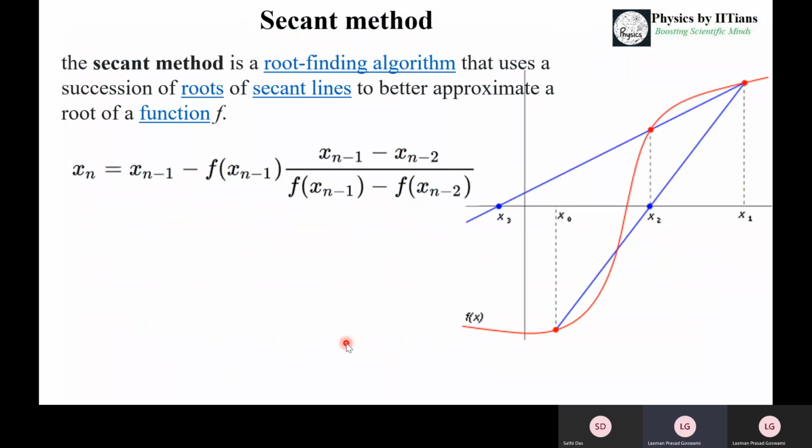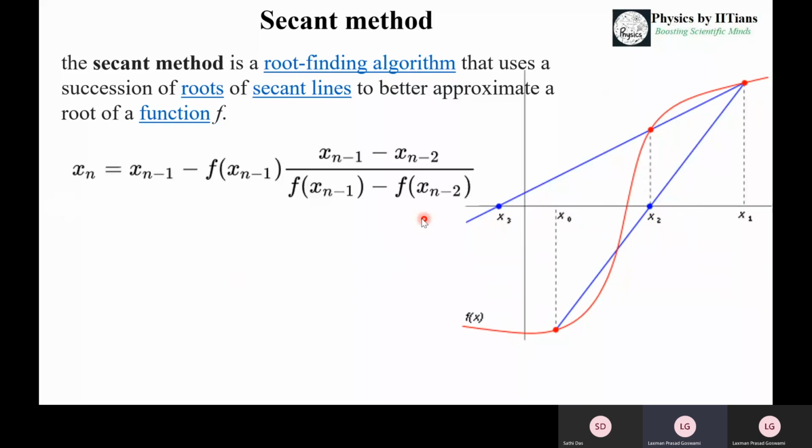Now the third method that we are discussing today is the secant method. Like a chord in a circle, which is called a secant, this is the same procedure. This is our function. So this line is a secant for this curve, and this line is also a secant. So we will continuously find a secant of a particular curve.